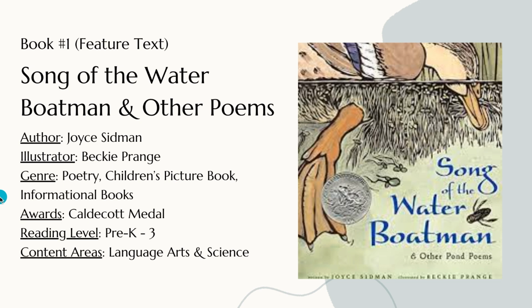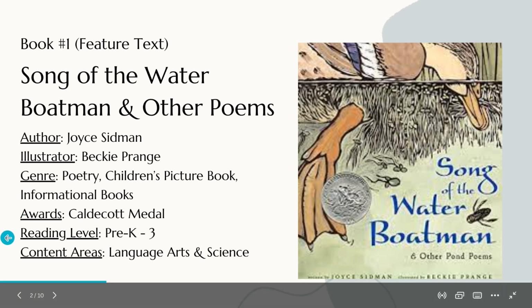For my first book, I would like to talk about The Song of the Water Boatman and Other Poems. This book is quite interesting because it offers children exposure to a variety of poem types, as well as vivid illustrations and informational text on the side describing the different animals portrayed in the illustrations. The author is Joyce Sitman, the illustrator is Becky Prange, the genre is poetry, children's picture books, and informational books. It won the Calcutta Medal, and the reading level is pre-K through third.